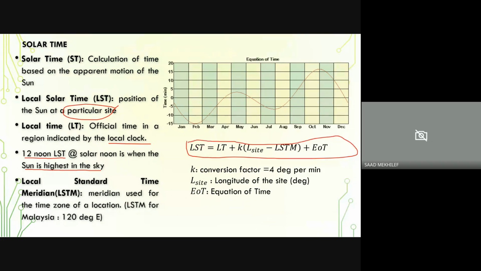LST equals LT plus K times (L site minus LSTM) plus the equation of time. K is a conversion factor, which is 4 degrees per minute, L site is the longitude of the site, and then the equation of time. So when we want to calculate the local solar time, we always use this equation.